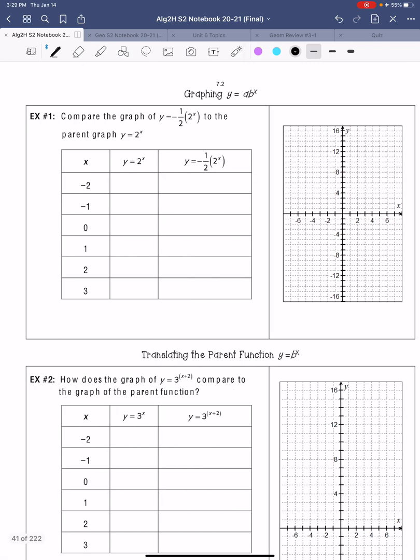So let's move on to example 1. In today's lesson, we are going to be using a calculator. I'm going to be using an app on my iPad. If you guys have the TI-84 calculators, have that out and ready as well.